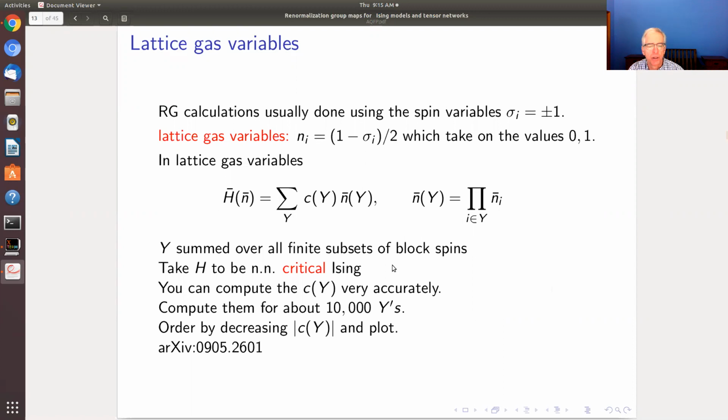So what this computation did was you take the critical nearest neighbor Ising model, and you can compute these coefficients extremely accurately. I won't go into how you do that. It's not a short story. And I computed about 10,000 of them. And then you order them in decreasing absolute value, and you just plot those points as a function of where they are in the order.